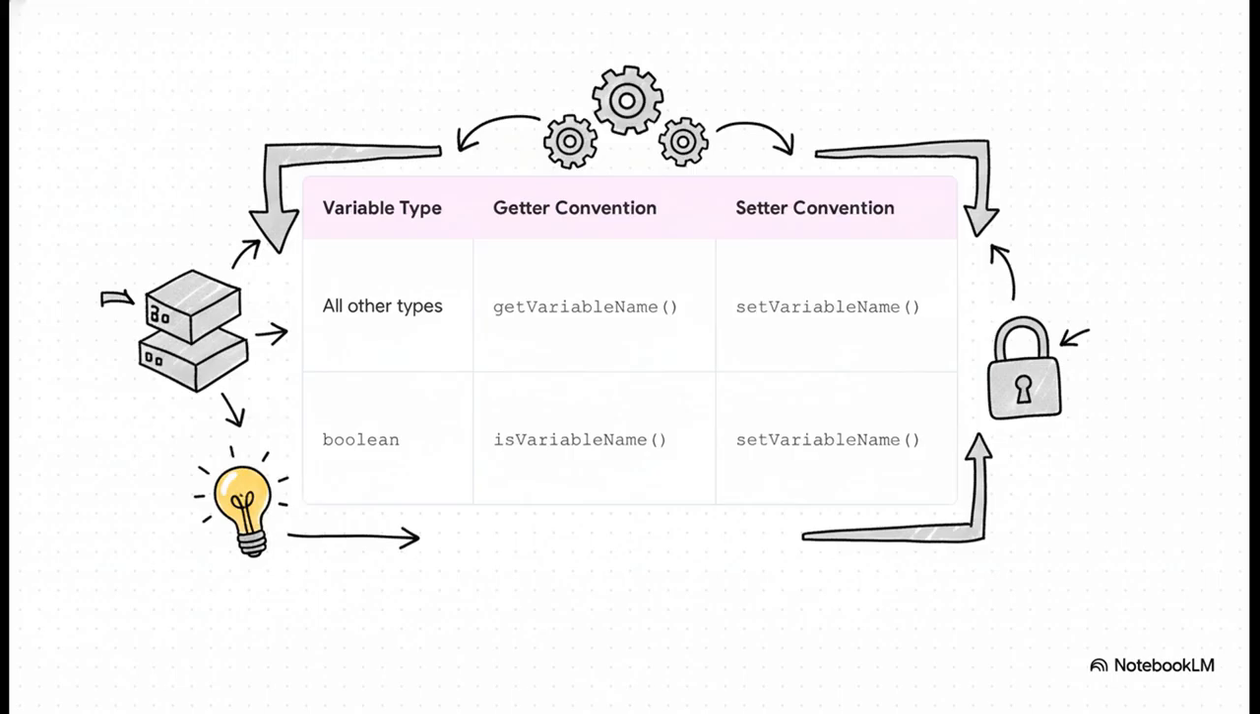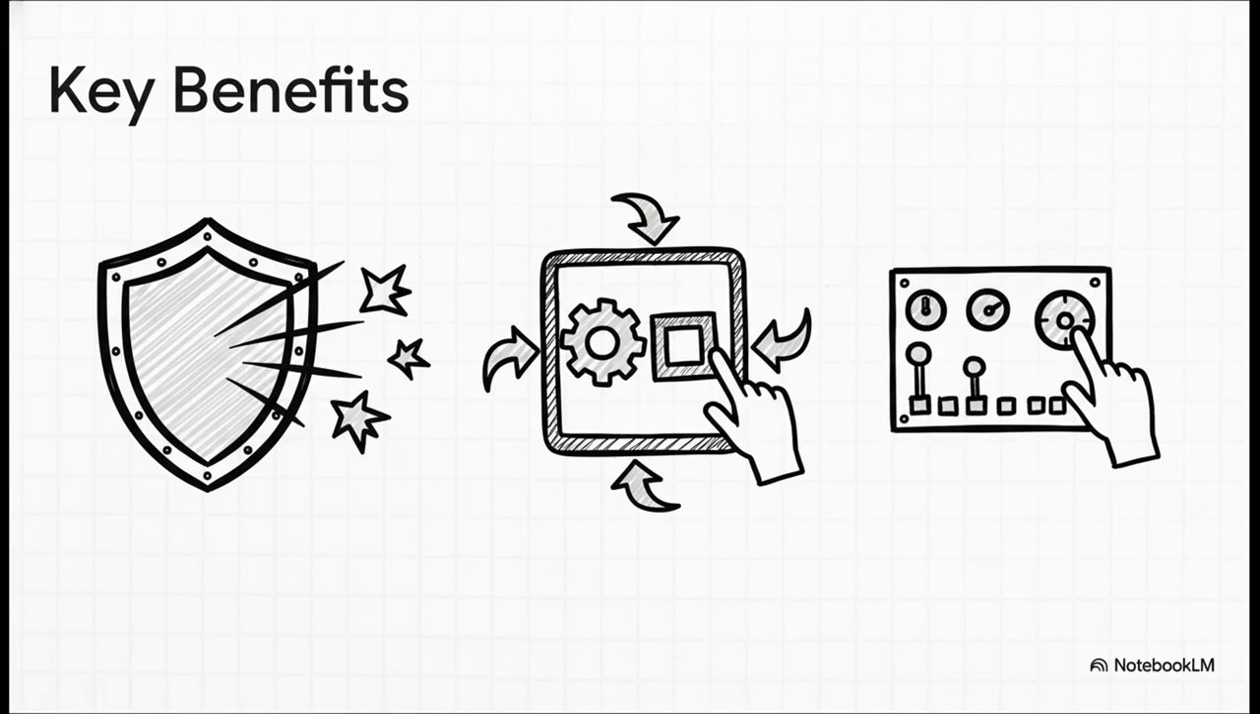Is available just sounds better than get available. So, to wrap it all up, using getters and setters gives you 3 massive advantages. First, protection. It makes sure your data stays valid. Second, flexibility. It lets you change your internal logic without breaking everyone else's code. And finally, control. You get to decide exactly how your data is read and written.